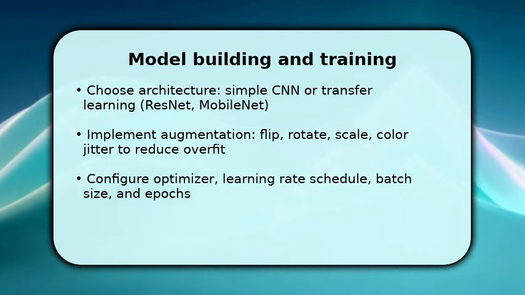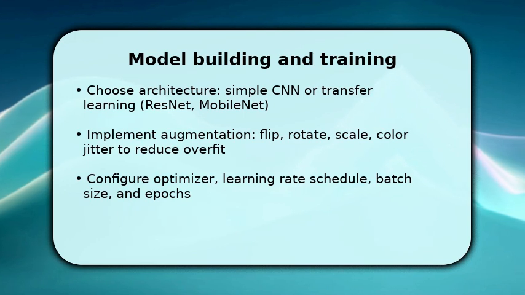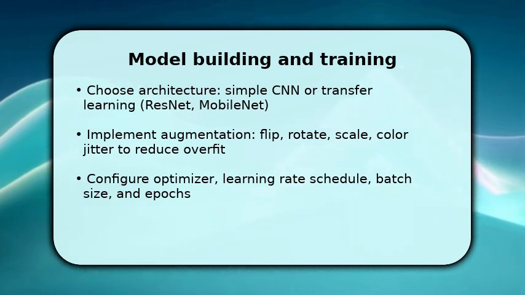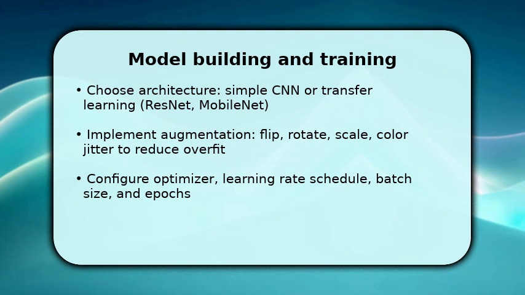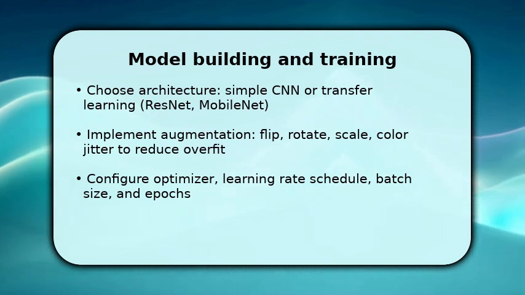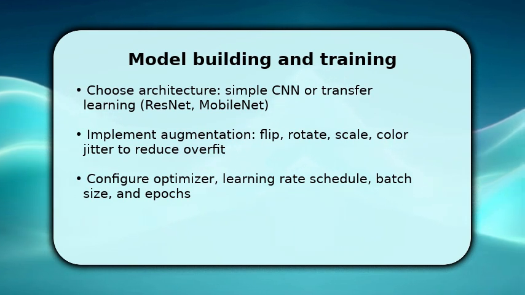Then set optimizer Adam or SGD, learning rate schedule, batch size, and epochs, and log metrics each epoch. While training, monitor loss and validation accuracy to detect underfitting or overfitting, and adjust hyperparameters accordingly.